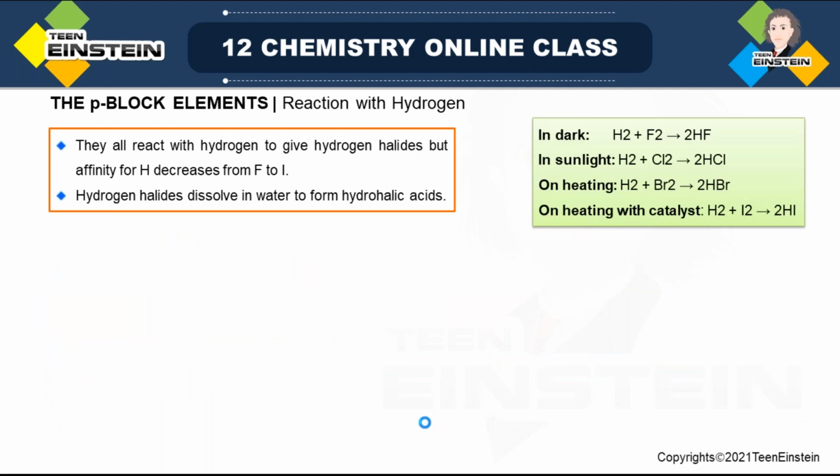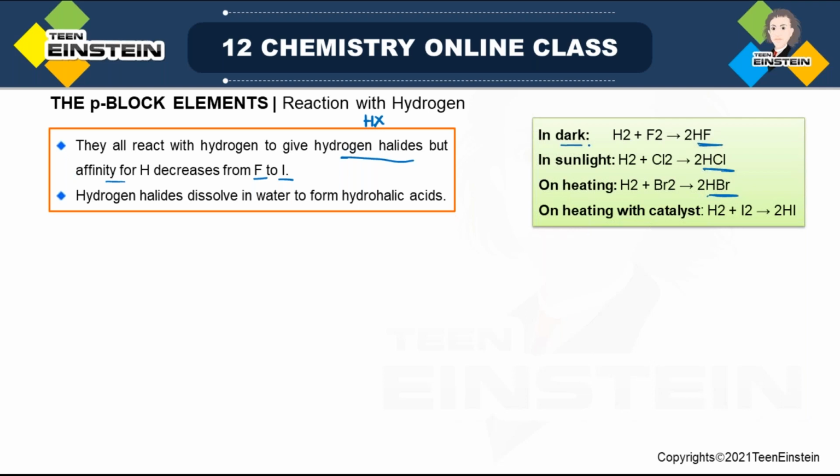Now we will see how the halogens react with hydrogen, that is their hydride. They all react with hydrogen to form hydrogen halide, general formula HX. But the affinity for hydrogen, that is the tendency to form a compound with hydrogen, decreases from F to I. That means if we look at these reactions, when we are preparing all these hydrogen halides, just look at the condition. When it is fluorine, its affinity towards hydrogen will be maximum.